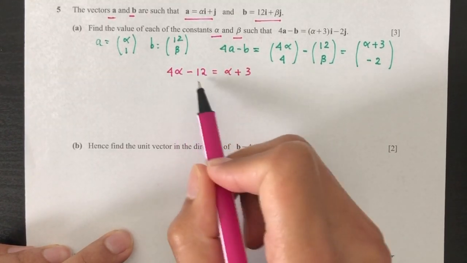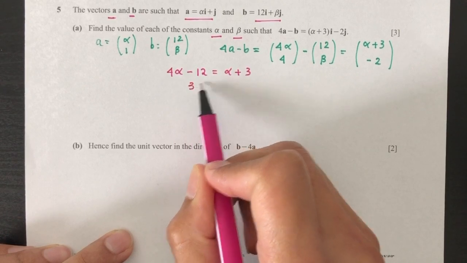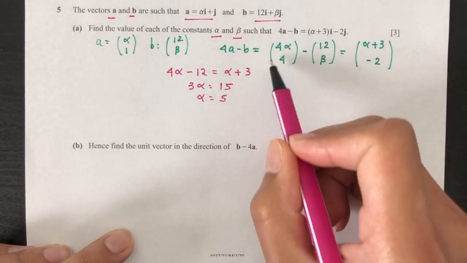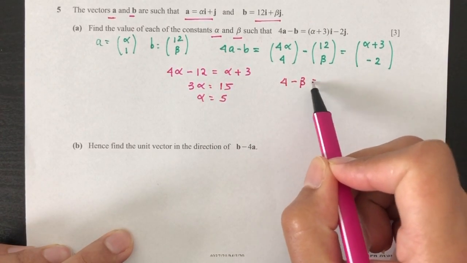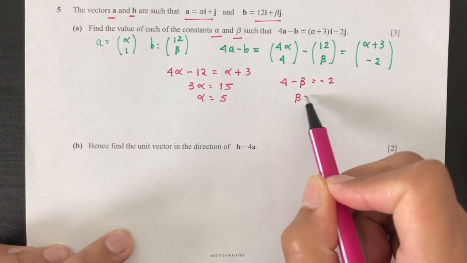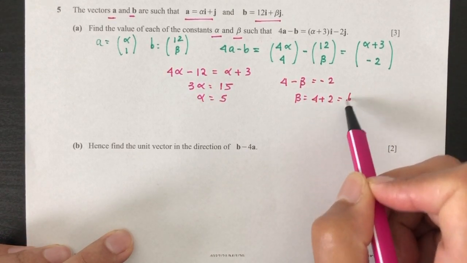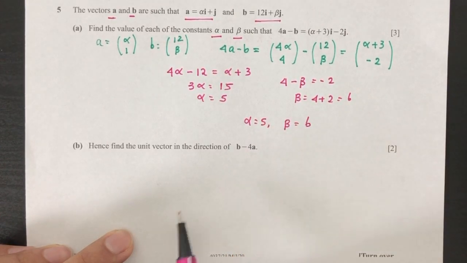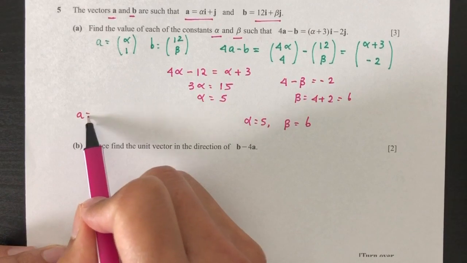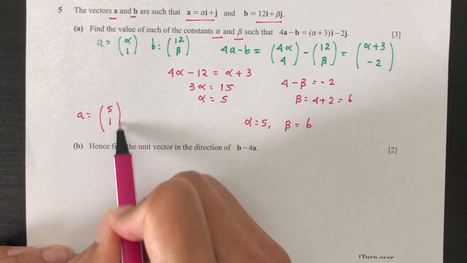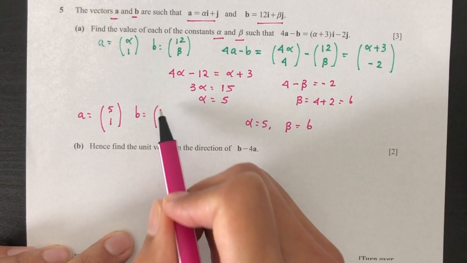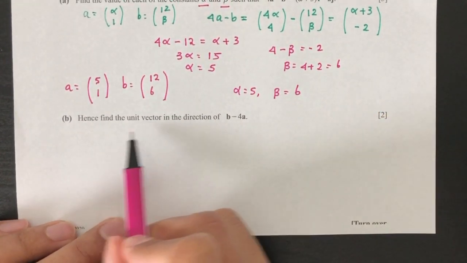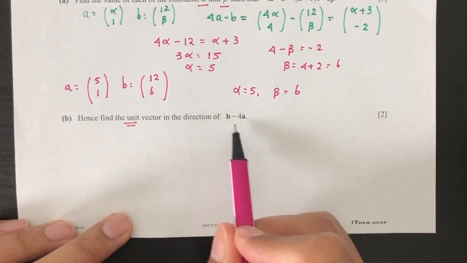Let's make alpha the subject of the formula. You will have 3 alpha equal to 15, so alpha will be equal to 5. Now for this part you will have 4 minus beta equal to minus 2, so beta will be 4 plus 2, which is 6. So your values are alpha is 5 and beta is 6. So A is 5, 1, and B is 12, 6. Now to part B, it says, hence find the unit vector in this direction.